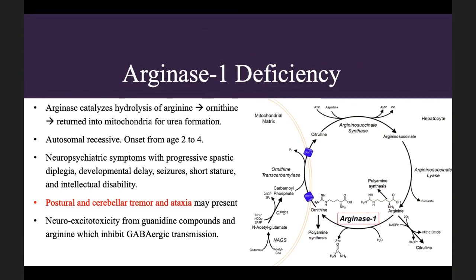Next, we have Arginase-1 deficiency. Arginase, as you can see in the cycle, catalyzes hydrolysis of arginine to ornithine, which is returned to the mitochondria for completion of the urea cycle. It's autosomal recessive in onset and seen to begin between ages 2 to 4 with neuropsychiatric symptoms. We can also see progressive spastic diplegia, developmental delay, seizures, short stature, and intellectual disability. As far as tremors go, here we can see a postural and cerebellar tremor with ataxia.